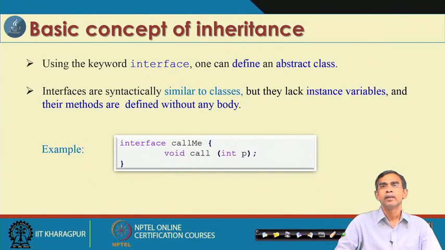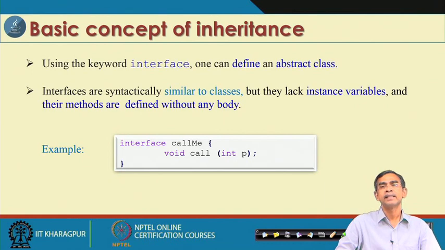Now, here is an example. You can see we have declared an interface, and the name of the interface is call me. The interface keyword is followed by the name of the interface, and as with the declaration of a class, within the curly brackets it contains one method, void call int p, and then a semicolon. As you see, after the method declaration there is immediately a semicolon. This means that this method does not have any definition, any body, any code.